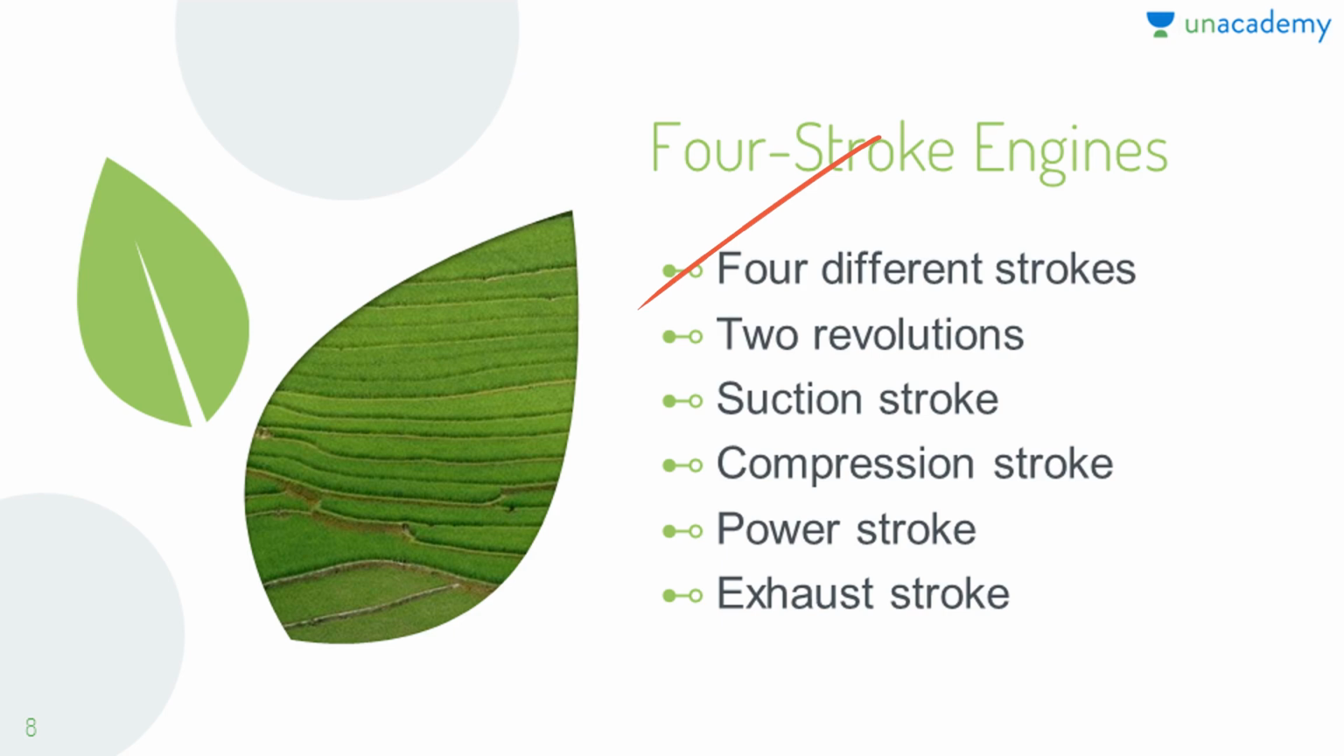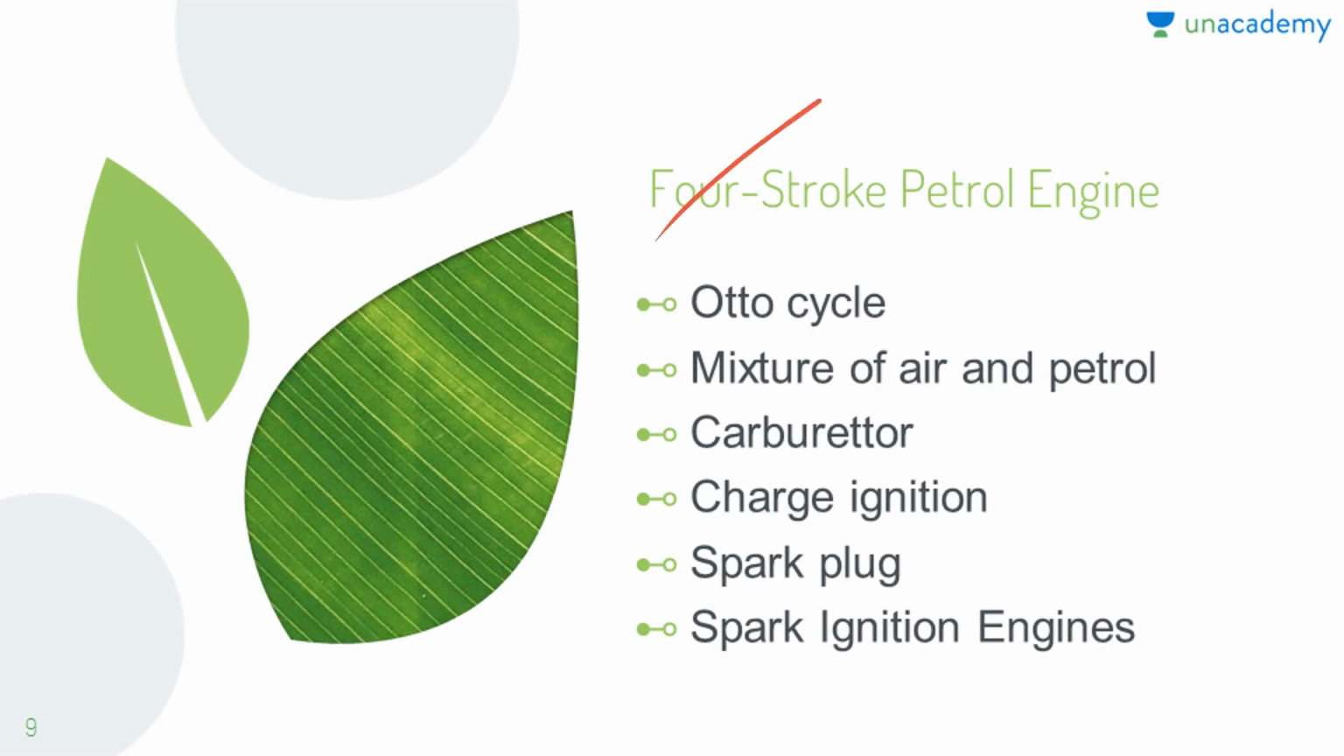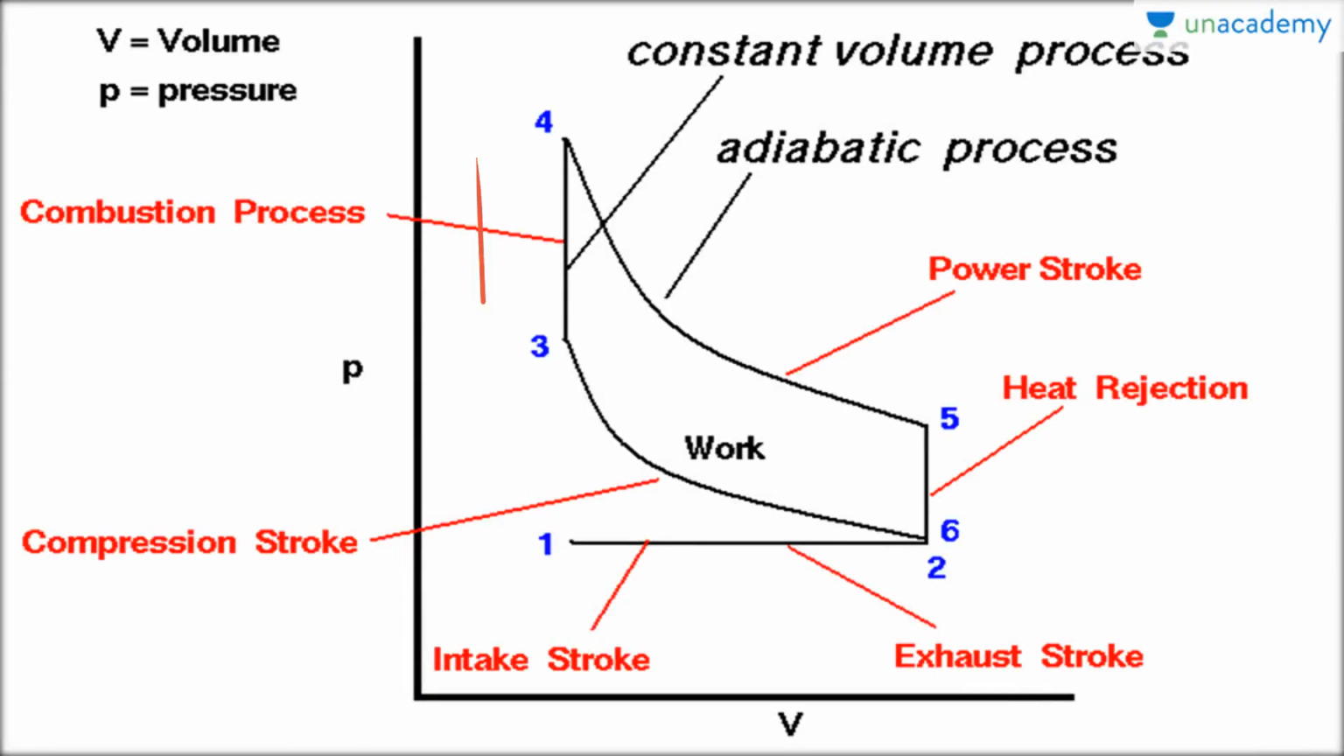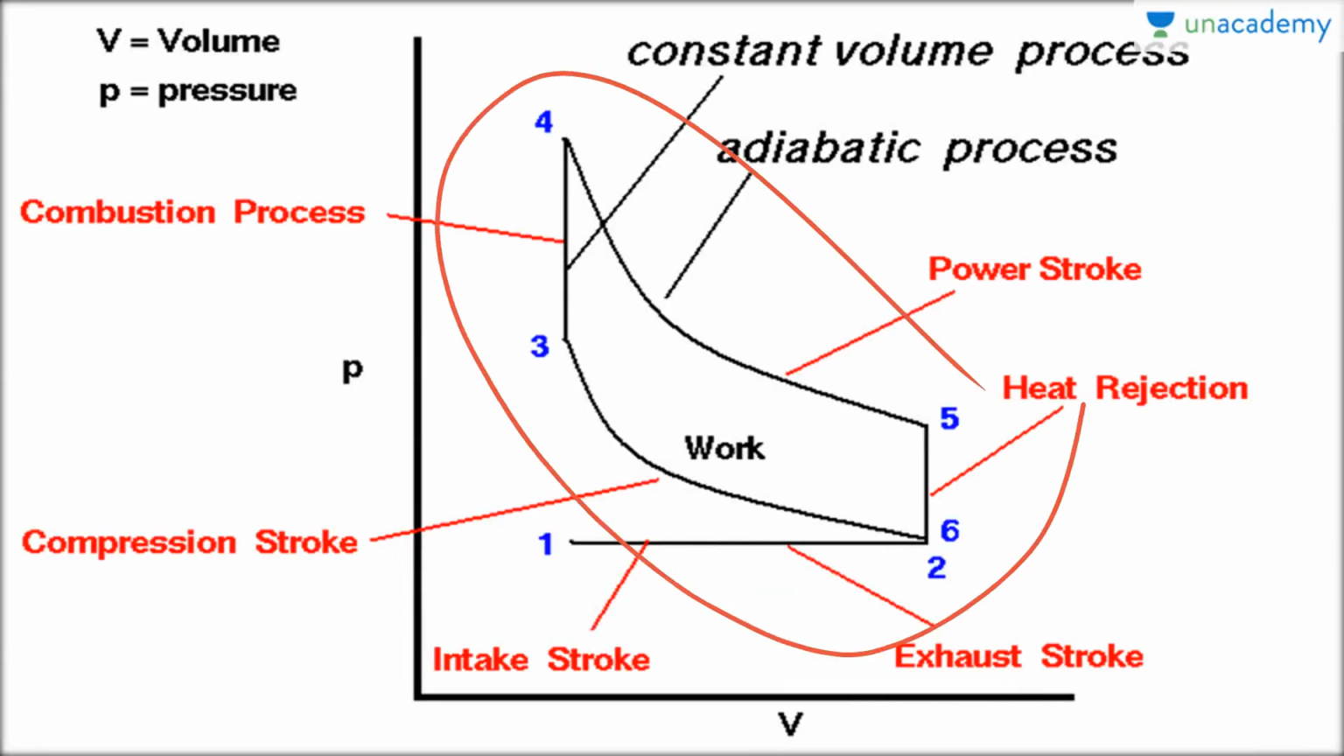Now the 4-stroke petrol engine. Sorry, it was confusing there. So let's move on to our topic, the 4-stroke petrol engine. A 4-stroke petrol engine works on the Otto cycle, hence it is also called an Otto cycle engine. The charge used in a 4-stroke petrol engine is a mixture of air and petrol, which is supplied by the carburetor in suitable proportions. The charge is ignited by the spark generated by the spark plug, and for this reason petrol engines are also called spark ignition engines or SI engines. So this is what the PV diagram of this 4-stroke petrol engine is.